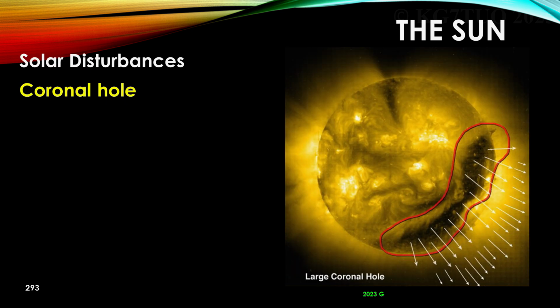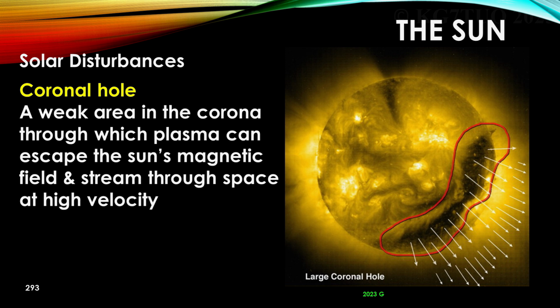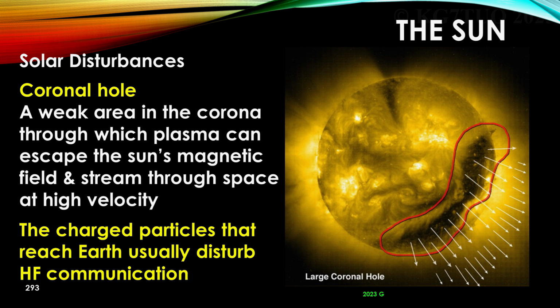This is a coronal hole. That whole dark area, that's a huge coronal hole. And if that were right in the middle, then the solar wind would be coming right towards Earth. In this case, it's on the limb of the sun, and it's going away from it. So there's a weak area in the corona through which plasma can escape the sun's magnetic field and stream through space at high velocity. Charged particles that reach Earth usually disturb the HF communication.